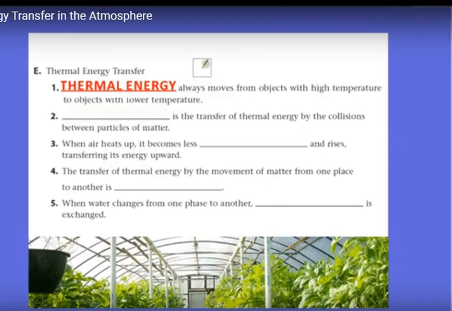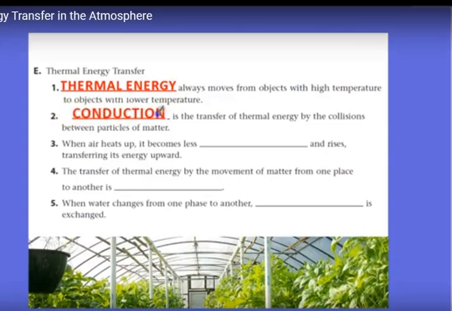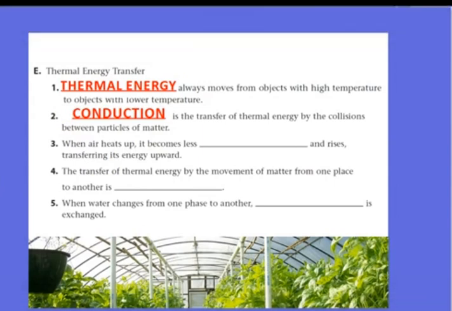So that's why you always have that air flowing in there. Now, like I just showed you in the example, conduction is the transfer of thermal energy by the collisions between particles of matter. Heat is transferred when one molecule bounces into another. Now, when air heats up, it becomes less dense and rises, transferring its energy upward. That's because the atoms are moving around so quickly, they're not so much packed together. Okay, so energy always goes upward.